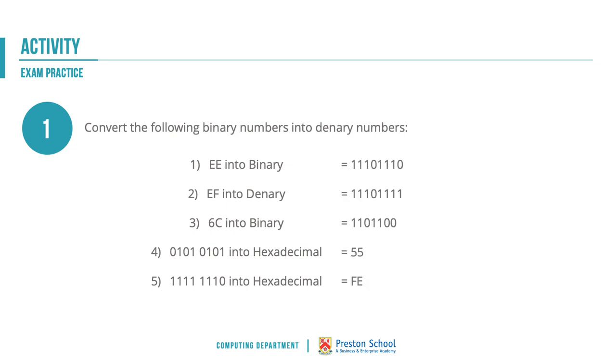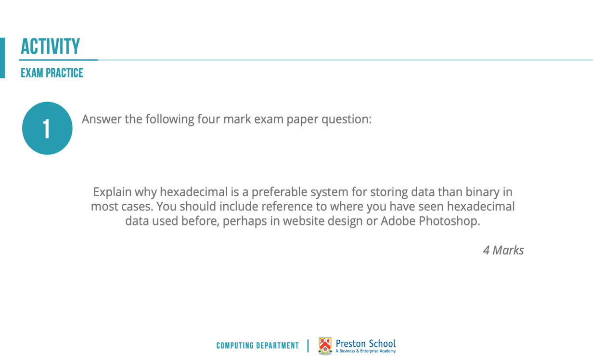And there are the answers to those 5 questions. If you didn't get any of those, go back, have another look at the examples, and try working through those again. To finish, have a go at this 4-mark exam style question. Why is hexadecimal a preferable system for storing data than binary in many cases? You should include reference to where you've seen hexadecimal before.